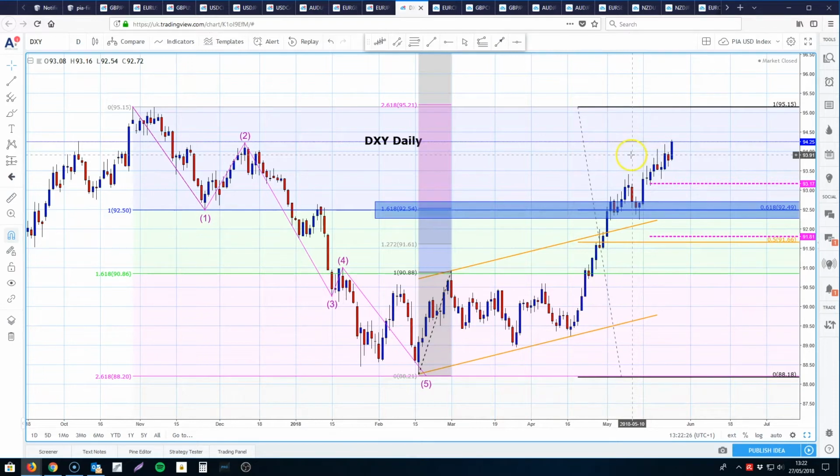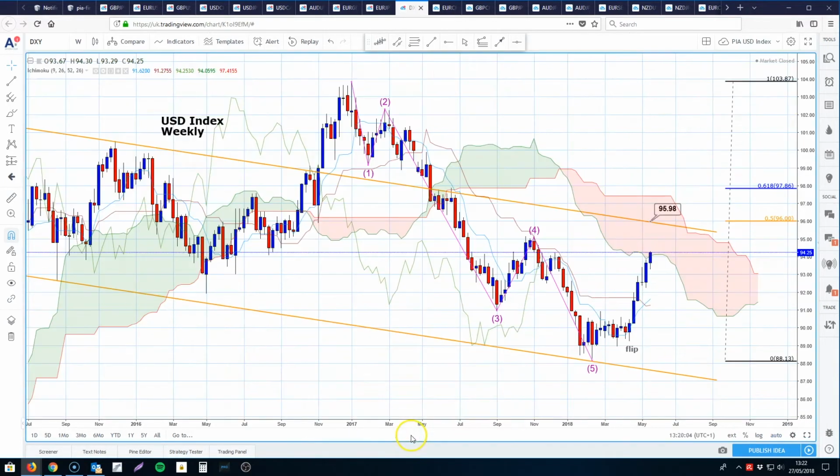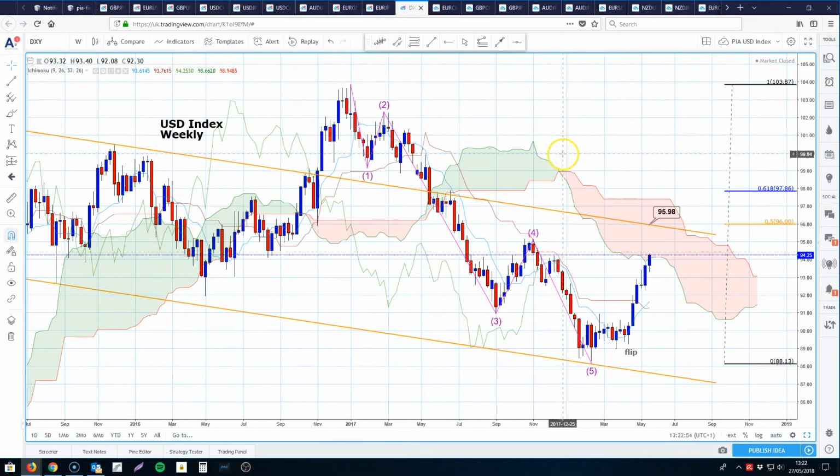Now, there's no clear indication that the rally is coming to an end. Obviously, with a 261.8% extension level located at 95.21, and that being extremely close to the previous swing high at 95.15, this is going to be our first focus going into this week. However, we don't think that the dollar rally is going to stop there, and we actually believe that 96, the figure, is going to be the main target for the dollar index in the weeks ahead.